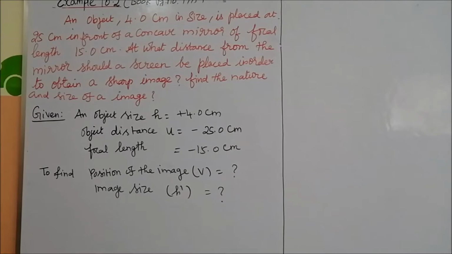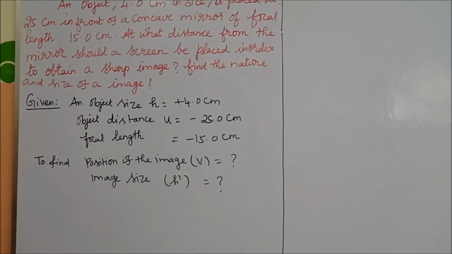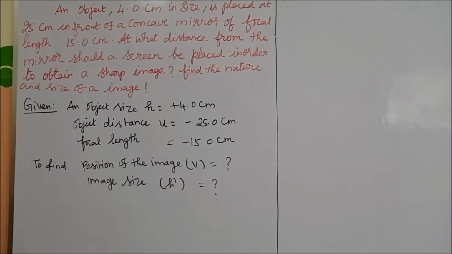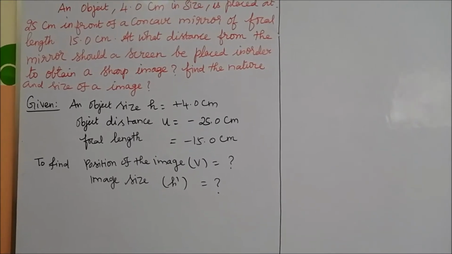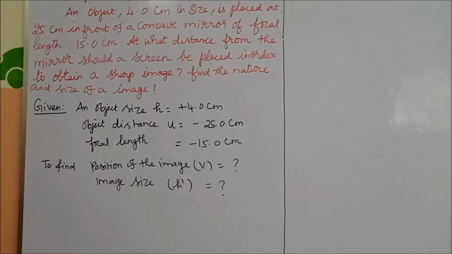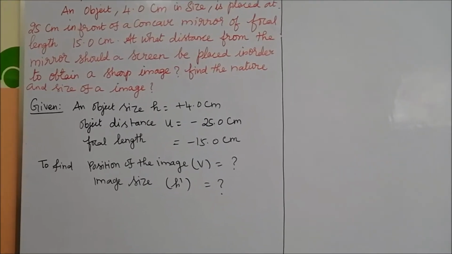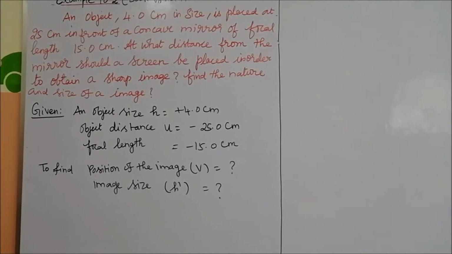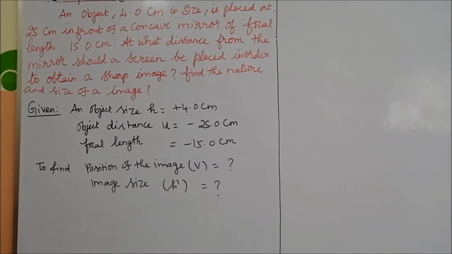And the object distance u is equal to minus 25 cm. Why are we putting a minus sign? Because we always keep the object on the left side of the pole, or the left side of the mirror. So the left side of the pole is always considered as the negative x-axis, so the u value is taken as negative. And the focal length is equal to minus 15 centimeter.